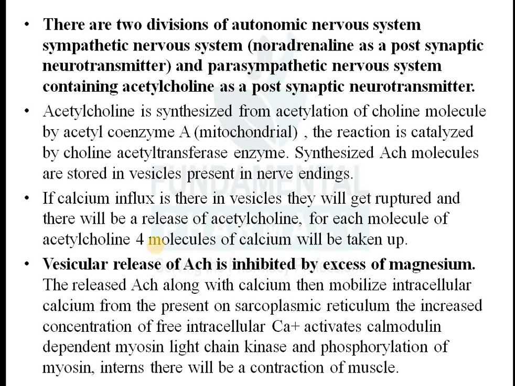Now this increased intracellular calcium will activate one calmodulin cascade. Calmodulin dependent myosin light chain kinase will be activated by calcium, and this will cause phosphorylation of myosin filaments. And you know that muscles are made up of actin and myosin filaments. If there is a phosphorylation of myosin, then myosin in turn interacts with the actin to form a muscle contraction. Okay, so this is how muscle will be contracted.